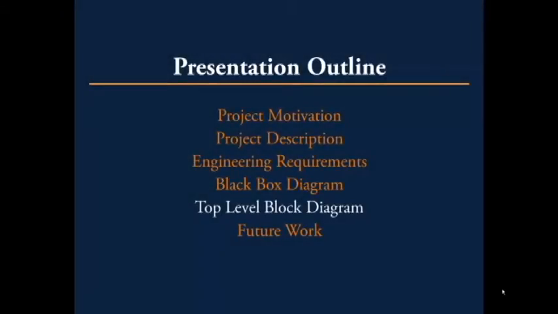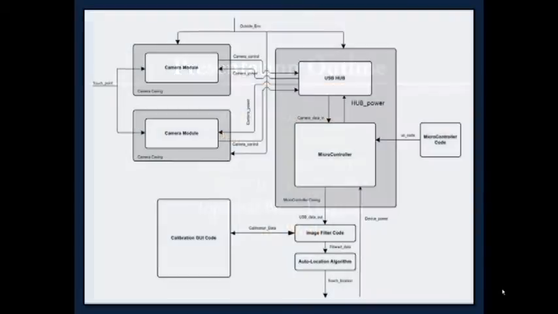This brings us to the top-level block diagram. The camera modules, as stated before, contain CMOS cameras that output video feed. As for the interface definitions, the camera power is power supplied by the USB with a voltage of 2.8 volts and a current of 40 milliamps.